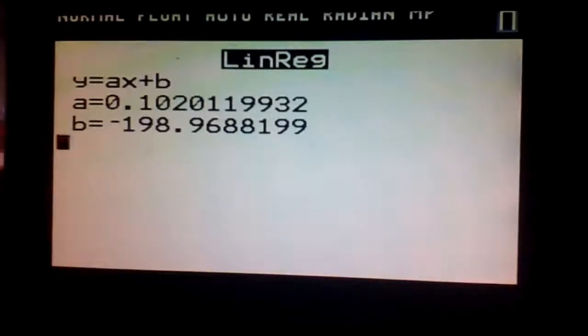I got AX plus B. That's it. Y equals AX plus B, and then they should tell you A is 0.10 and B is negative 198.97. Remember that 8 rounds that 6 to a 7.